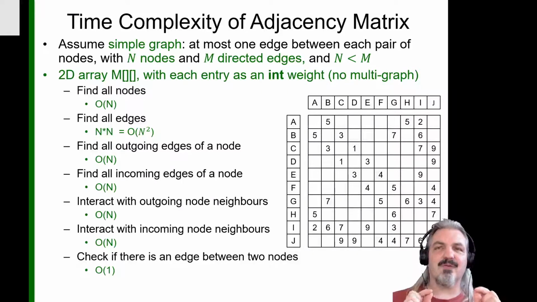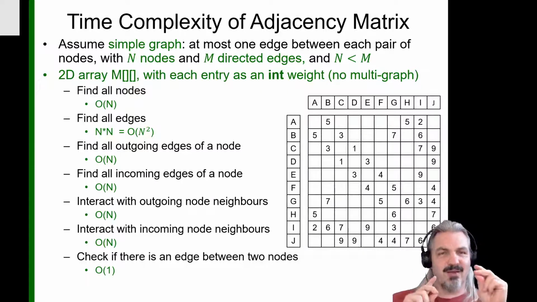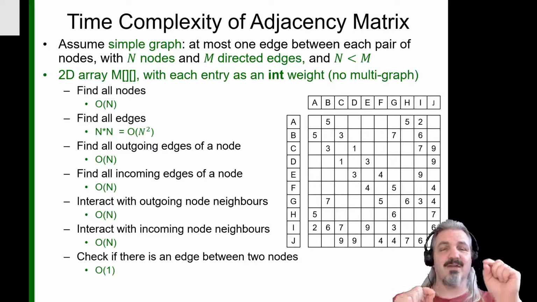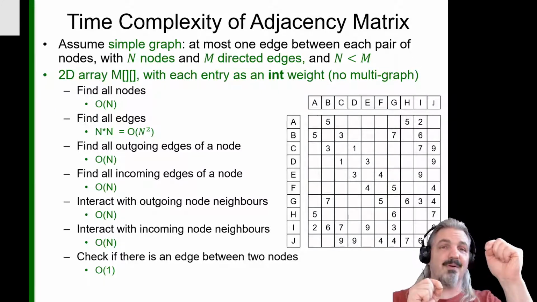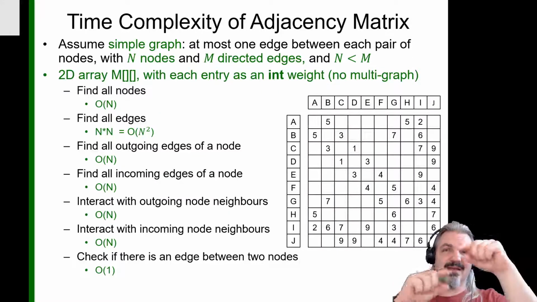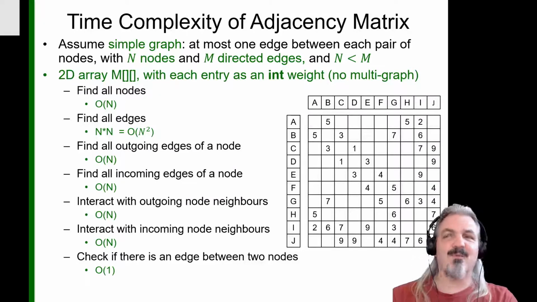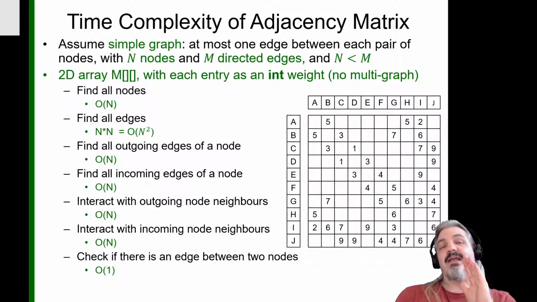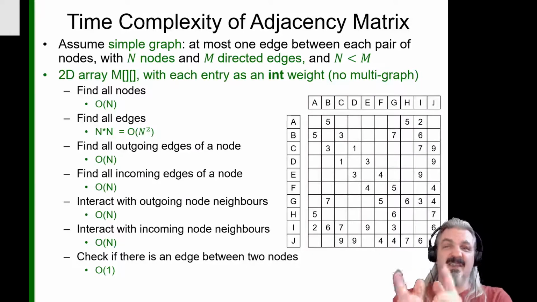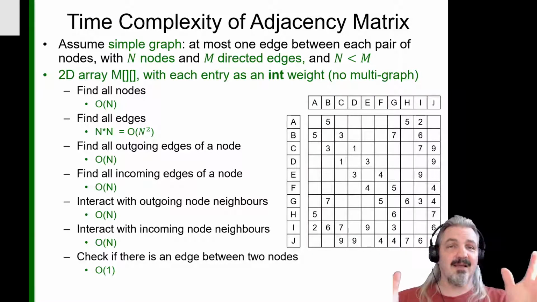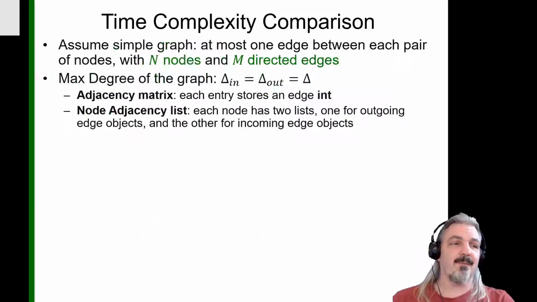And check if two nodes are connected. You have an instantaneous order 1 because you can just do that data lookup into the graph and go into the matrix and go bang, if there's a number there, we're connected, right? So that's going to be very fast. So if you want to know if two things are connected, this is great. If you want to find every edge, it's terrible.